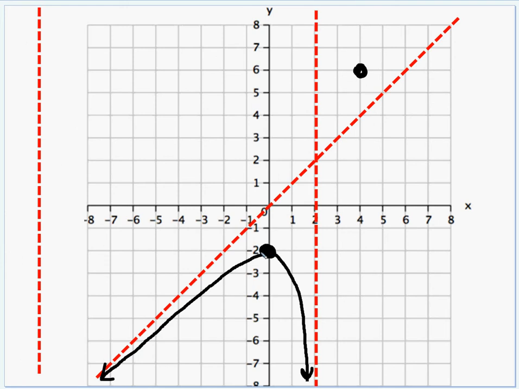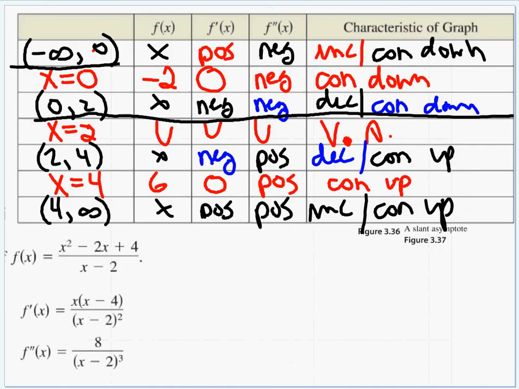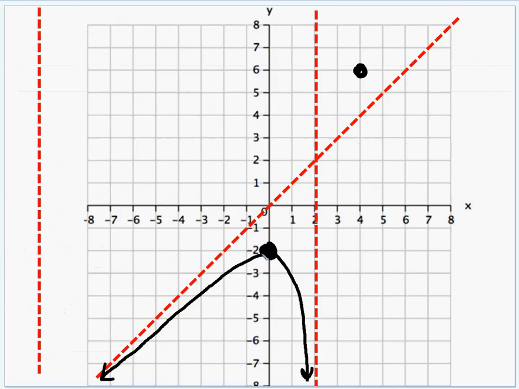And note here that 0 was a critical number. So if it is a critical number and concave down, that means that 0 is a max. And we see that now on the graph. This is the max. Our first derivative critical number went into the second derivative. It was negative, so it's concave down. That means we have a max.